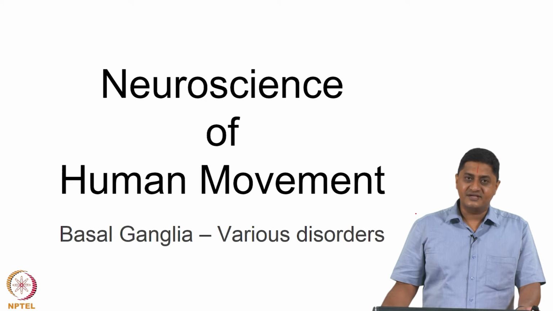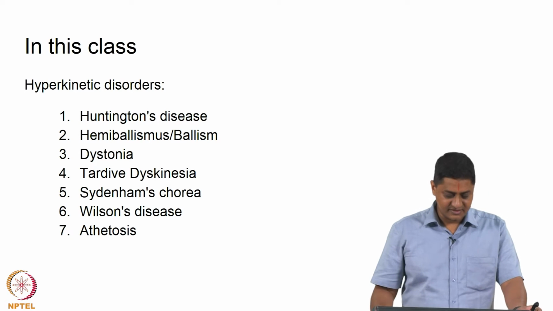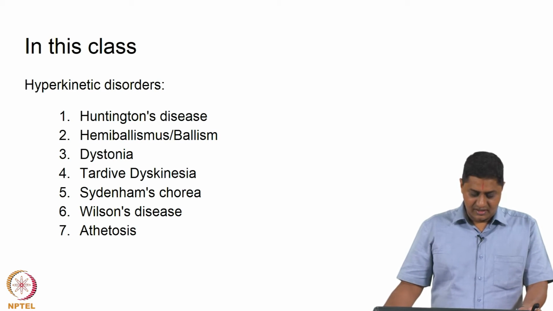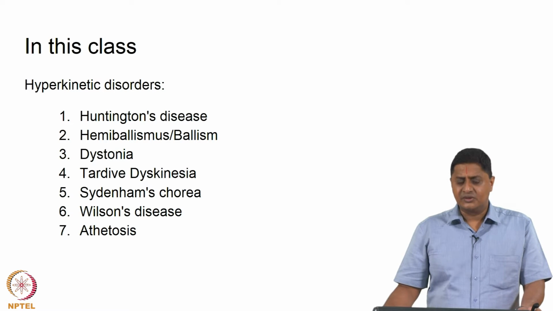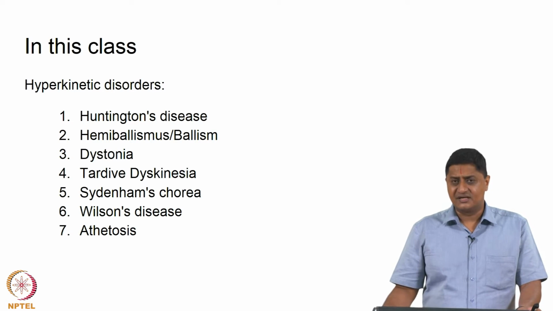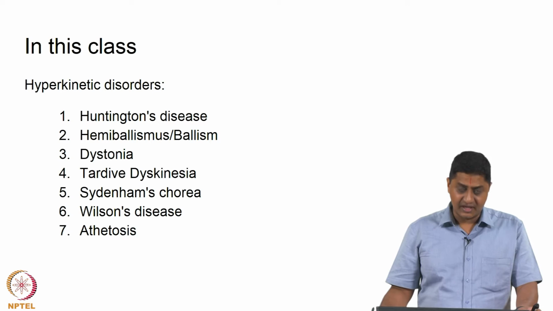Welcome to this class on Neuroscience of Human Movement. In this class, we will discuss other disorders of basal ganglia, that means disorders other than Parkinson's disease. So in this class, we will discuss specifically hyperkinetic disorders, in particular Huntington's disease, and other disorders such as dystonia, tardive dyskinesia, Sydenham's chorea, Wilson's disease and athetosis.